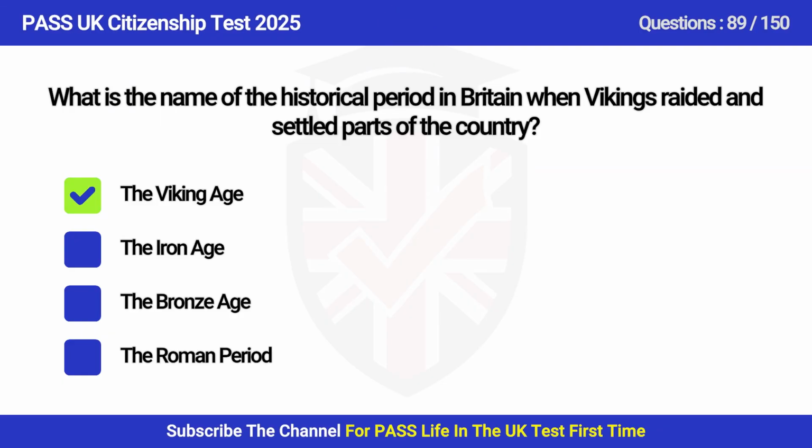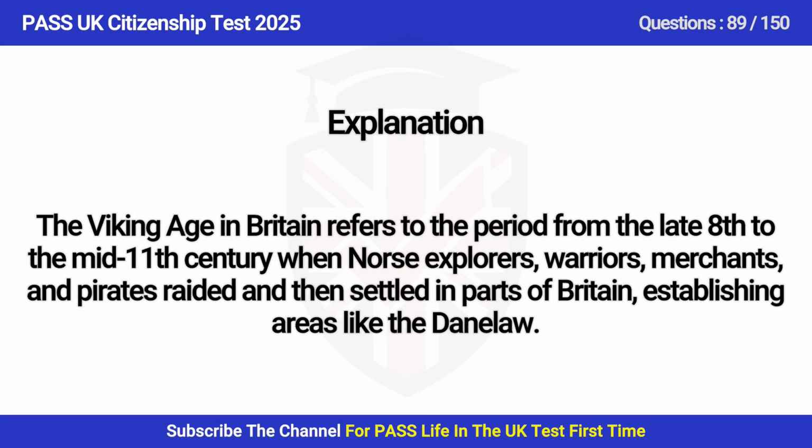Answer is A. The Viking Age. The Viking Age in Britain refers to the period from the late eighth to the eleventh century, when Norse explorers, warriors, merchants and pirates raided and then settled in parts of Britain, establishing areas like the Danelaw.